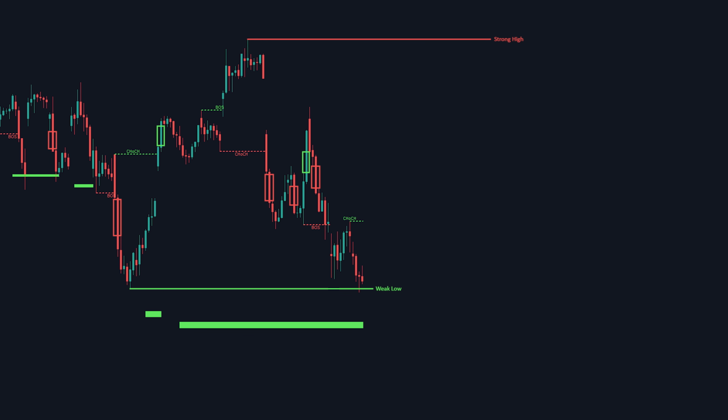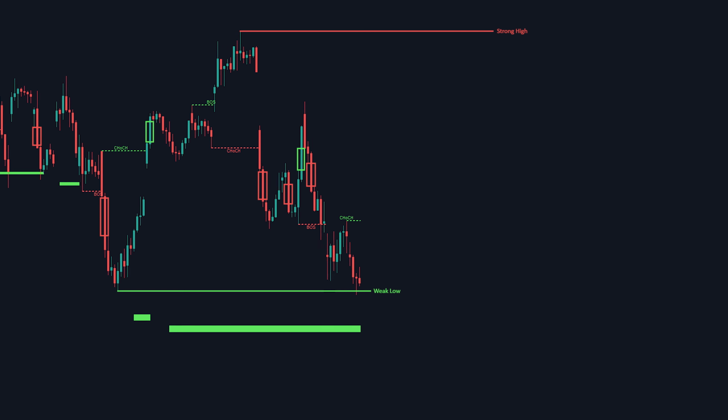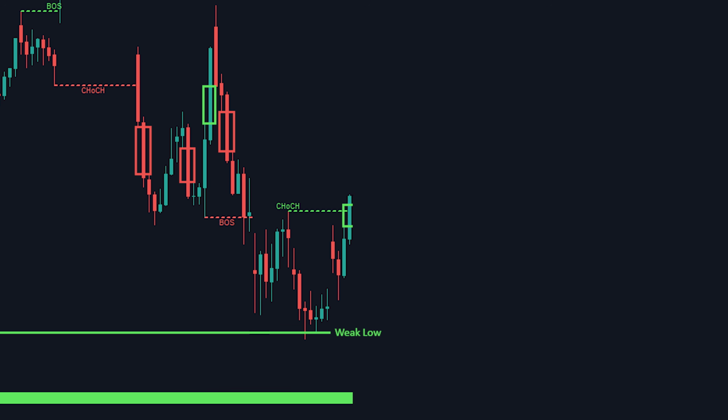The next thing we need is a bullish change of character. Let's see what happens. Price ends up going up and making a bullish change of character. That's step 2 completed. Now we need price to enter into a fair value gap. As you can see, price created 2 bullish fair value gaps as it was going up previously.